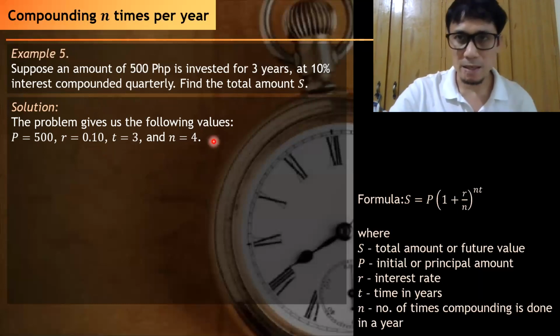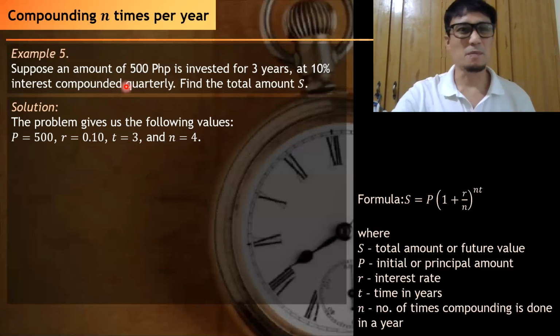Now, why is N equals 4? Because when you say interest is compounded quarterly, it means how many quarters are there in a year? Of course, there are 4. So you are compounding the interest rate 4 times a year. So your N is equal to 4.